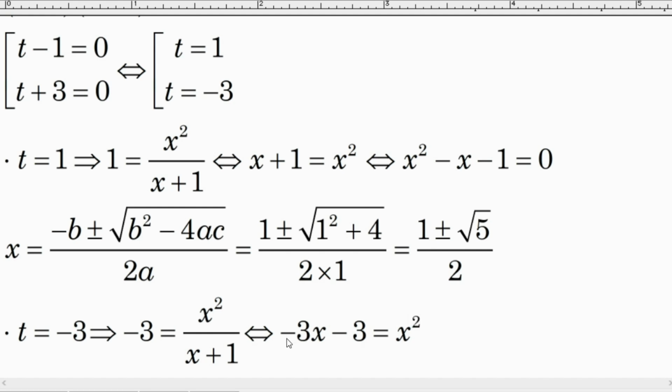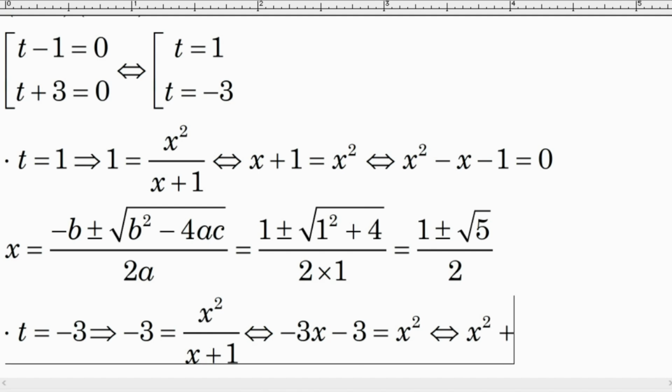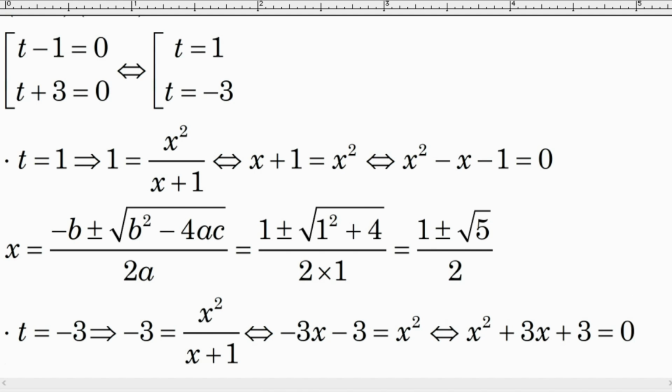Okay, so then I can move minus 3x and minus 3 to one side of the equation, so we will get x squared plus 3x plus 3 equal to 0. Okay, so then we would be solving this equation, but if you solve it, you will find that the equation has no roots in real numbers. So that means we don't have to solve it.